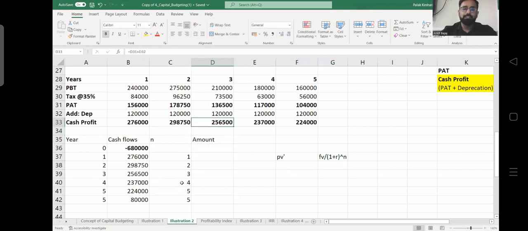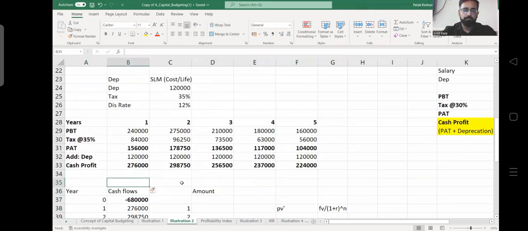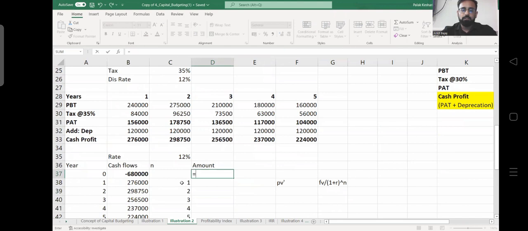We'll apply this formula. What is the rate here? Rate is given 12%. So apply this formula: equal to future value divided by 1 plus 12%. Right? Just a moment. Future value divided by, open up the bracket, 1 plus R is 12%. If I'm selecting 12% which is given in another cell, then I have to freeze 12%, right? Otherwise, directly you can write 1.12. Here I have to freeze the cell if I'm selecting 12%, which is given in another cell, right?